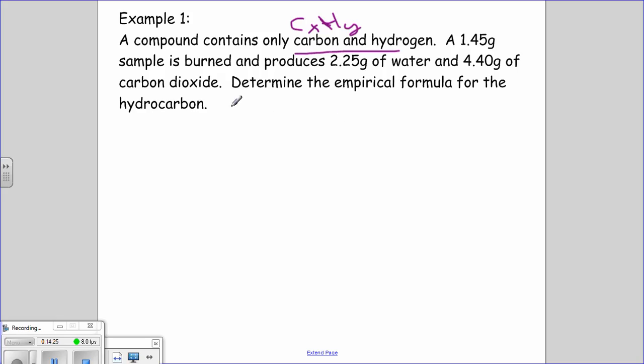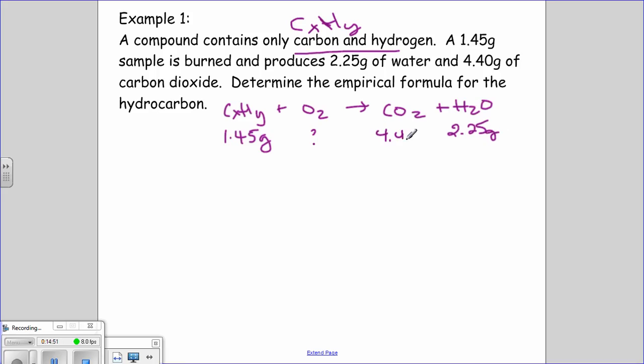We know that CxHy plus oxygen yields carbon dioxide and water. Sometimes I like to do this because it kind of keeps my facts straight. A 1.45 gram sample. So 1.45 grams of the sample is burned. We don't know how much oxygen we had. And it produces 2.25 grams of water and 4.40 grams of carbon dioxide. Okay, so the way that you should start this is I usually start with carbon dioxide, just because I like to.